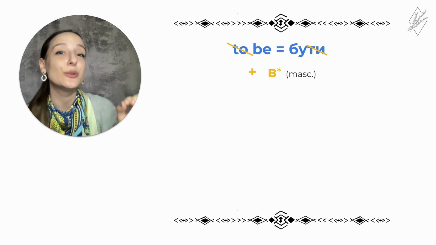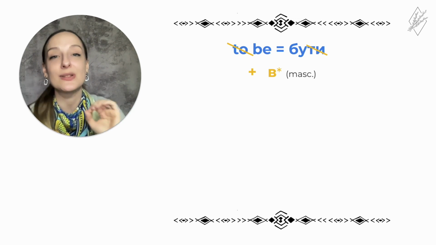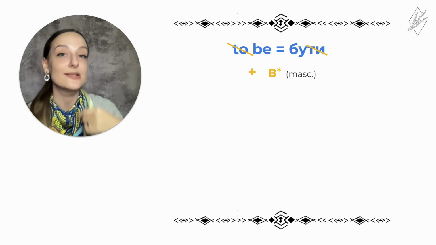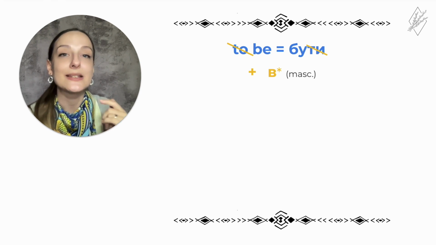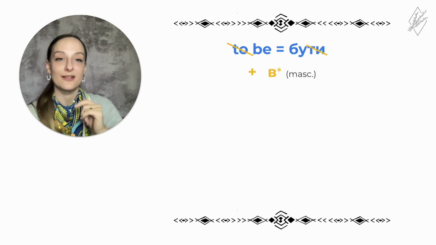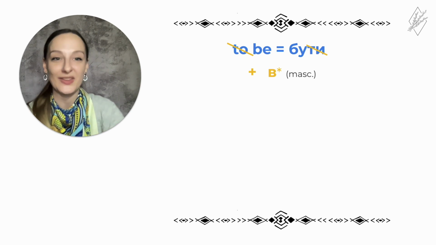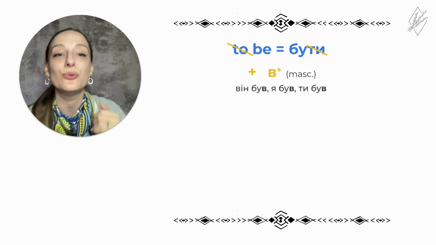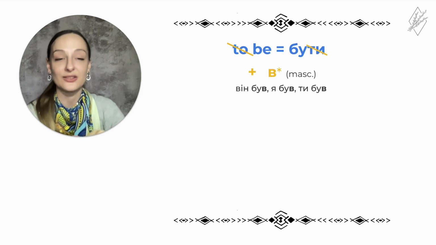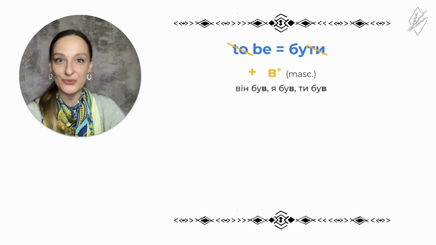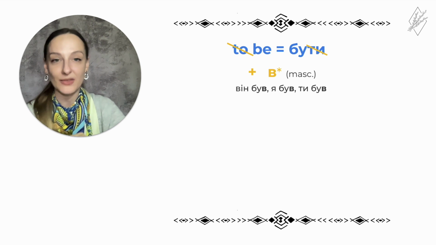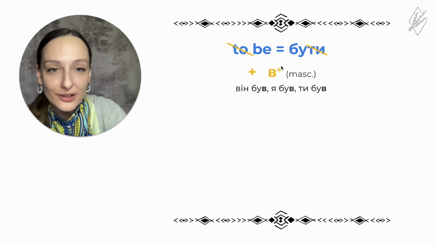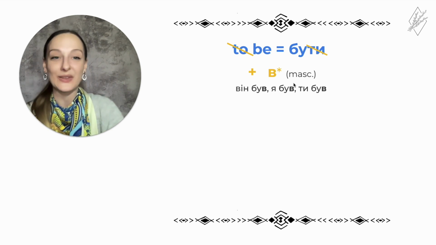To form the masculine past of the verb, we just need to drop ty and instead of it add the suffix v. And we will receive був. Він був. Я був. Ти був. Right? Very simple.